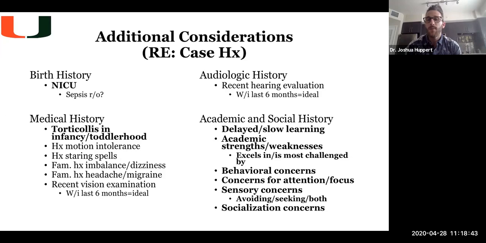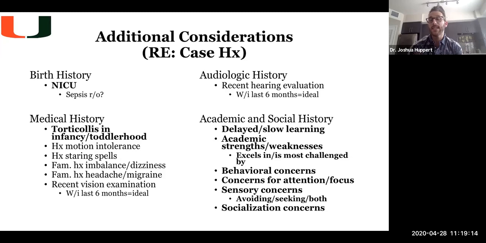But you'll notice, delayed and slow learning, academic strengths and weaknesses, so again, looking at, does the child seem to really perform very poorly in math and reading? That could be sort of an indication. Are there behavioral concerns? Are there concerns for attention or focus? Again, is that cognitive reserve being utilized to maintain balance, leaving them less reserve to be used for attention or focus? And then there's also a challenge there with, not only are these systems developing, but so are systems like attention and learning and all of these other things.